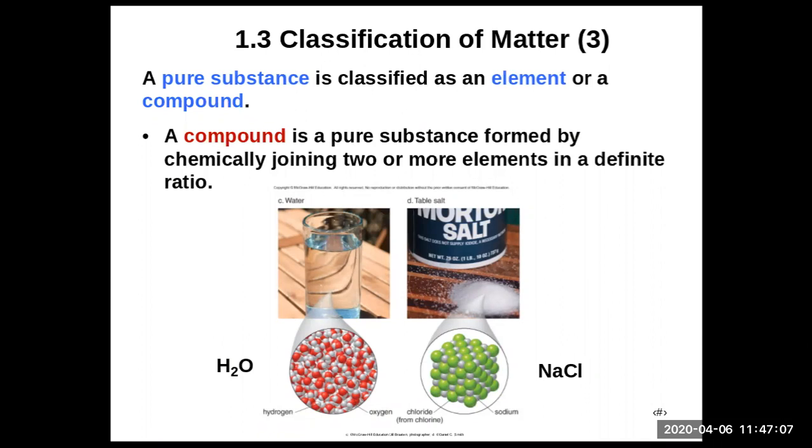Another example is table salt. Table salt is made of sodium and chloride, the chloride ion from chlorine. And so Na is the symbol for sodium, Cl is the symbol for the chloride ion. And so when you put them together, it's the solid NaCl, which is table salt, a common substance. But it's a pure substance. It's made of only NaCl. And all those grains are made of just sodium and chlorine in a ratio of 1:1. For one chlorine, you have one sodium.